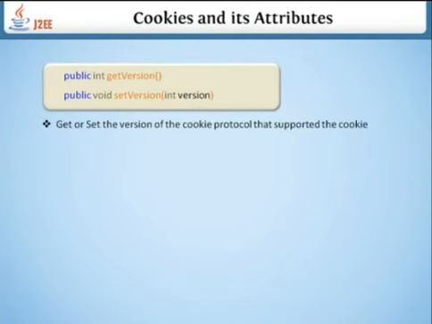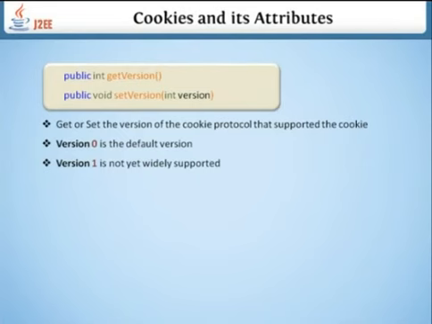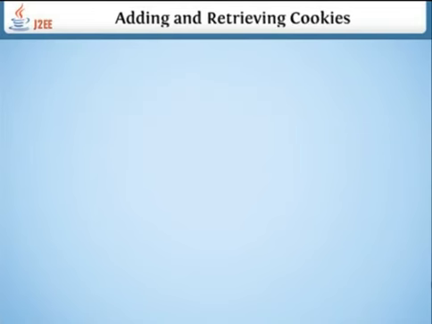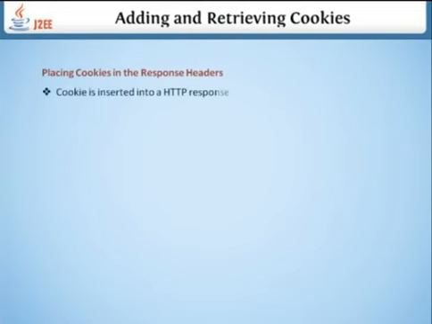Adding and reading cookies. Placing a cookie in the response header. A cookie is inserted into the HTTP response header Set-Cookie using the addCookie method of the HttpServletResponse interface. Cookie cookie = new Cookie(cookieName, ID), set max age, and response.addCookie. The example.